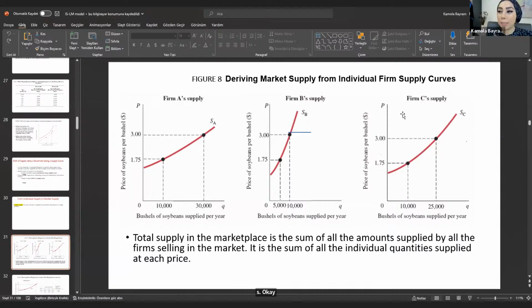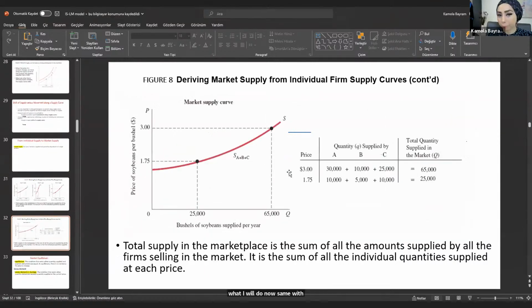Then I'm looking at the firm C supply curve. When the price is 3 USD per bushel, this firm is producing 25,000 bushels. So the largest production goes to firm A, the least to firm B, and firm C is in the middle. So what I will do now, same as with the demand curve, I will add up. I have two price levels: when the price is 3 USD per bushel, and then 1.75 USD per bushel, which is the second condition.